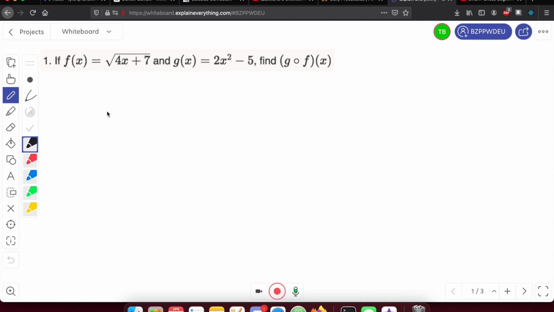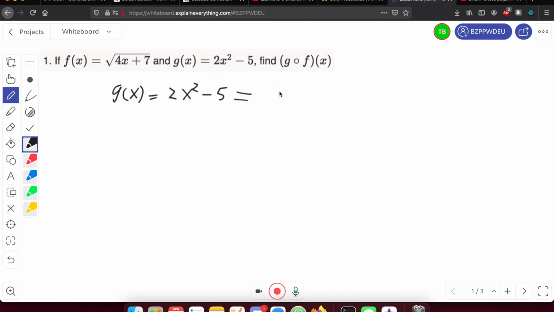Question 1. If f of x equals the square root of 4x plus 7 and g of x equals 2x squared minus 5, find the composition of f composed with g. So when we're doing something like this, what we want to do is essentially substitute one function into the other. What this means is that we're going to substitute the square root of 4x plus 7 into 2x squared minus 5. So we have g of x is equal to 2x squared minus 5.